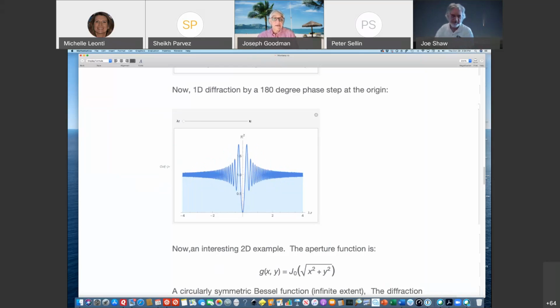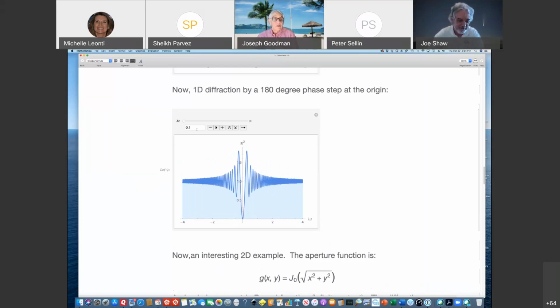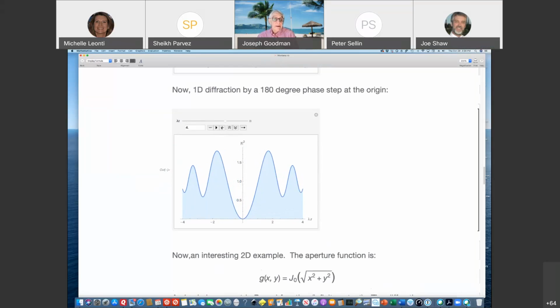This is lambda z, and let me show the value, 0.1. We increase it, and the diffraction pattern pulls away from the origin and heads towards a Fraunhofer diffraction pattern. And just a comment about the fact that we always have 0 intensity at the origin.